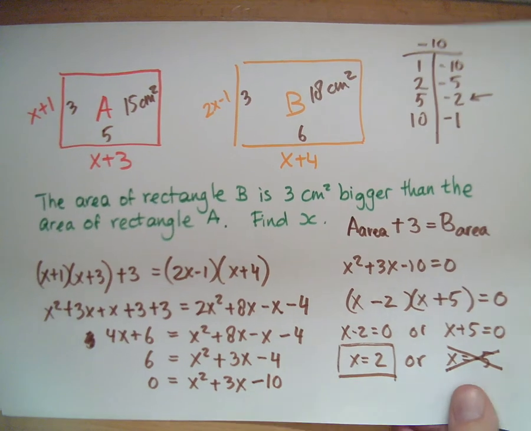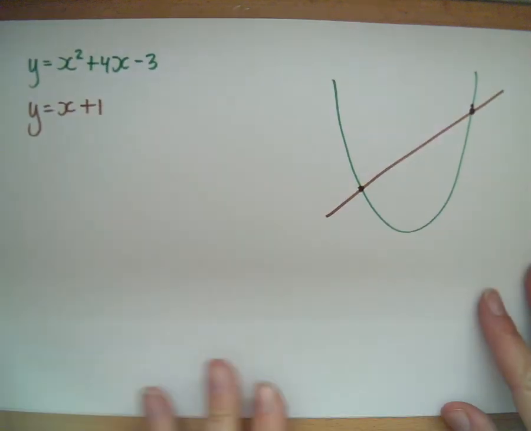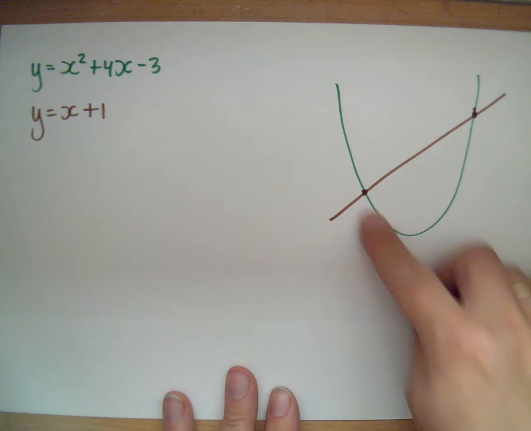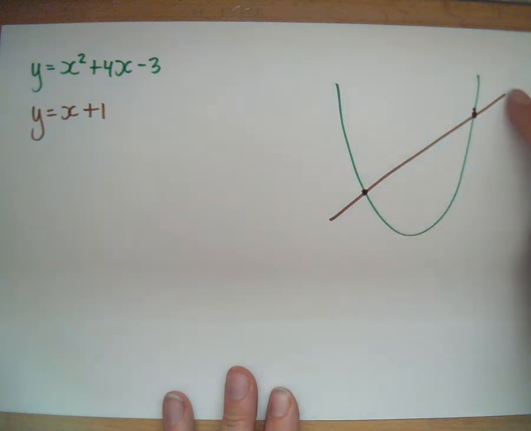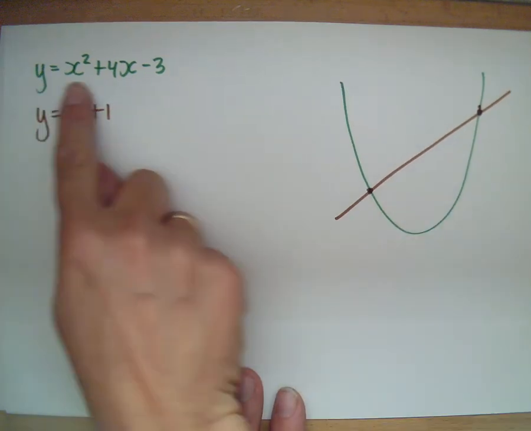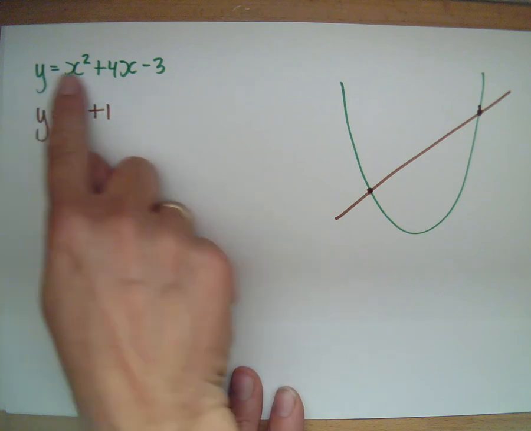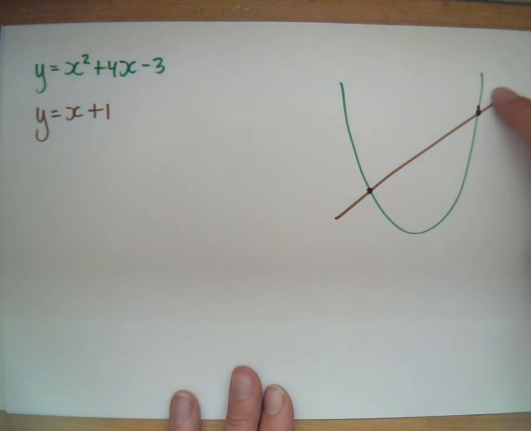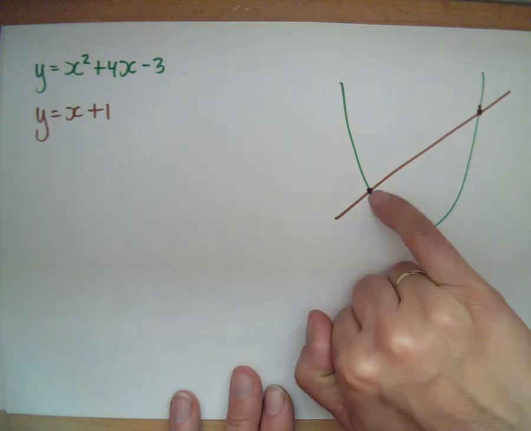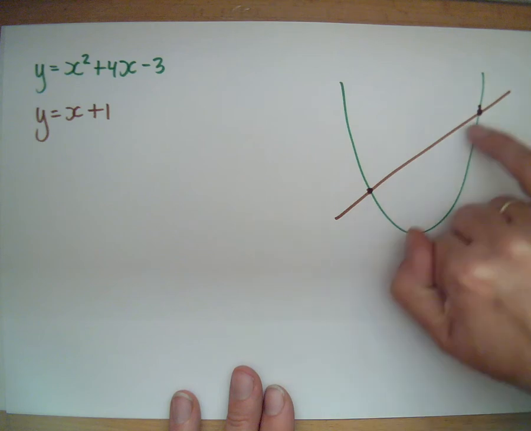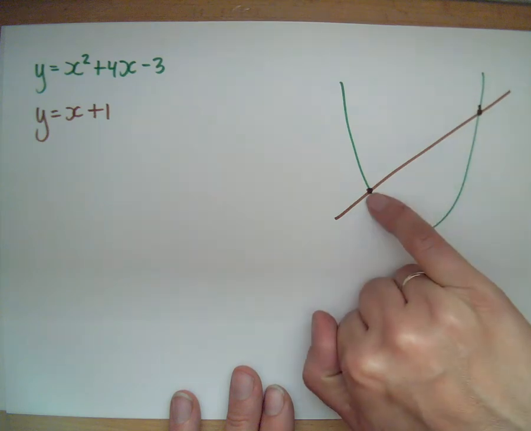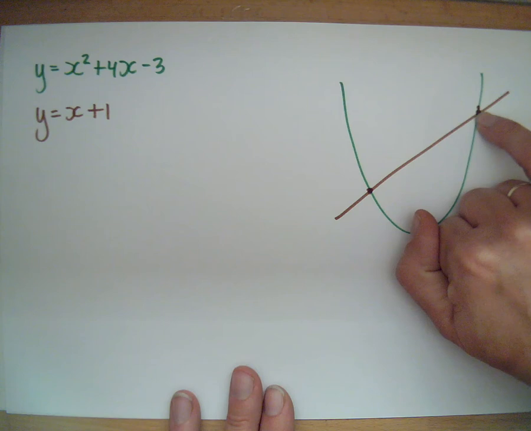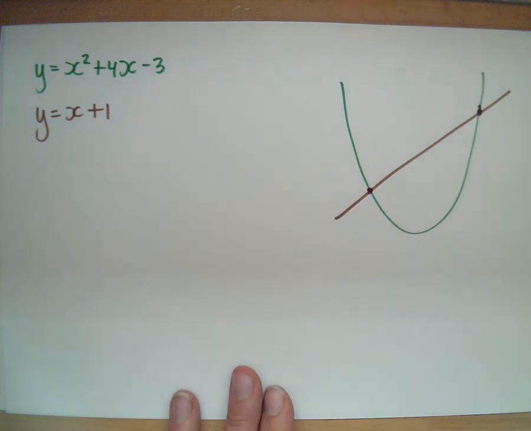X equals 2. Now I want to look at another one where we have a quadratic graph and a straight line. The equation of the quadratic is this green one. That's why it's drawn green. This is the straight line. And we're being asked where the points of intersection are. What are the coordinates of this point and this point? Coordinates, so x and y value.